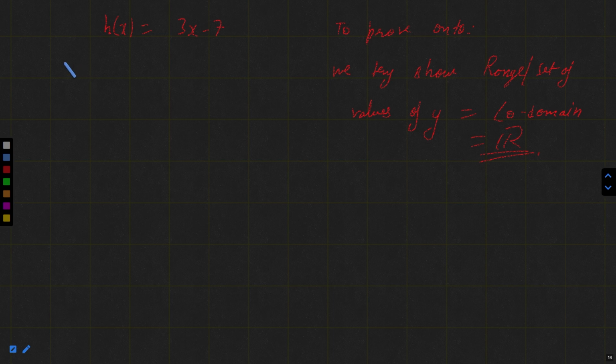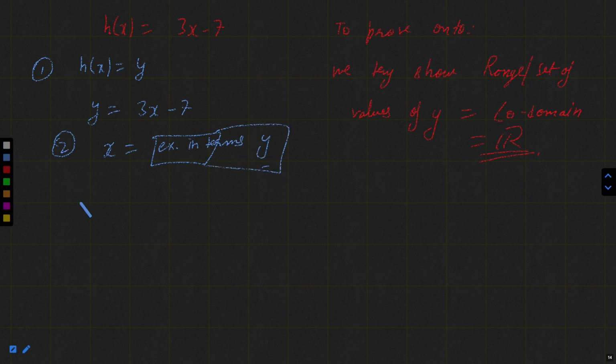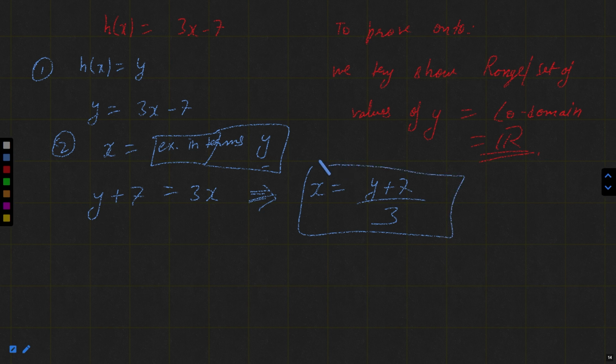Okay, let's see. First of all, put h(x) equal to y, so 3x minus 7 equals y. Now try to find x as an expression in terms of y. It is quite easy. Just rearrange the variables and constants, and what you will get is x equals (y plus 7) by 3.